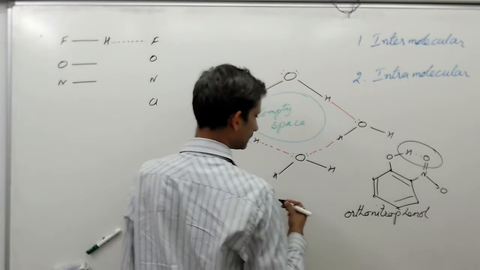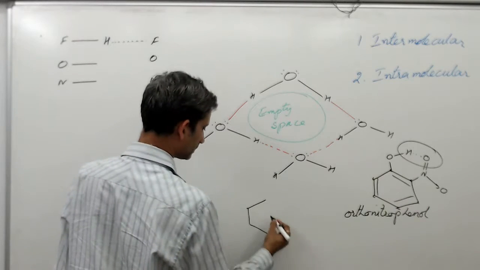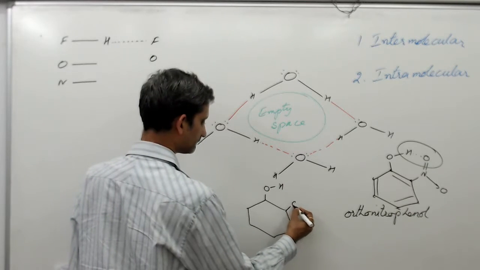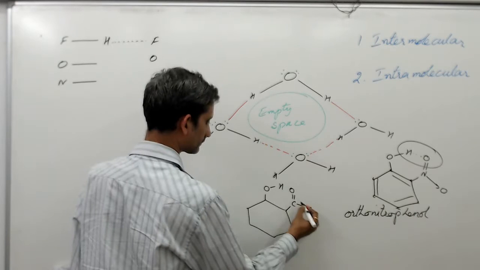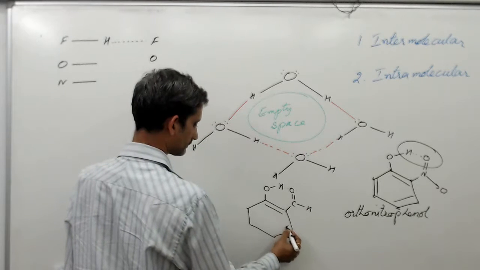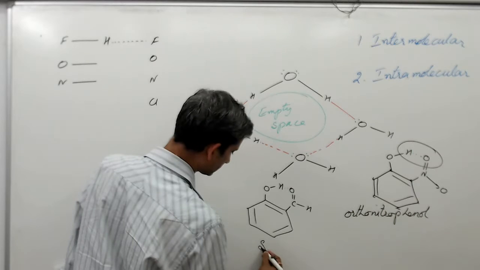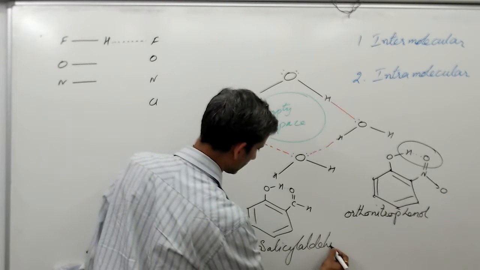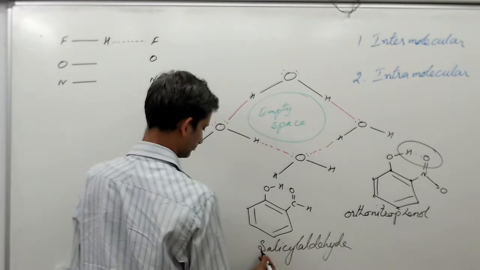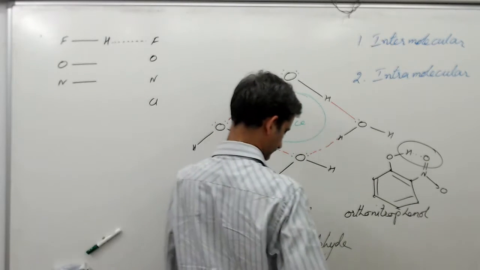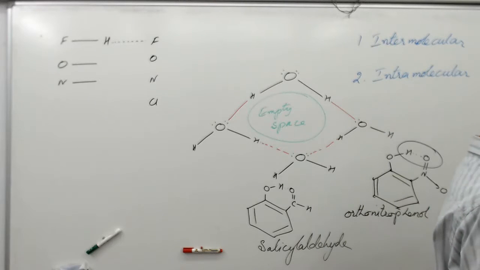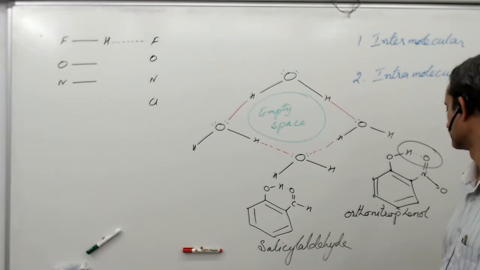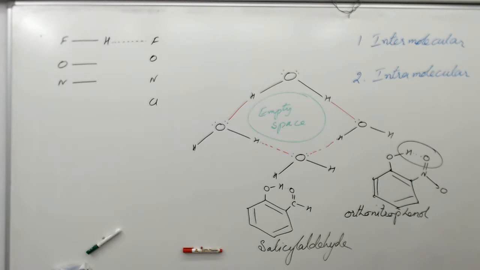Then another one, it could be what we call orthohydroxybenzaldehyde. This has another name, salicylaldehyde. Salicylaldehyde. So this is orthohydroxybenzaldehyde. This is what we have as orthonitrophenol.